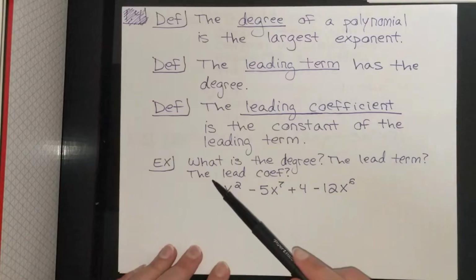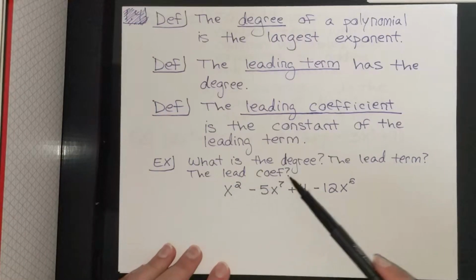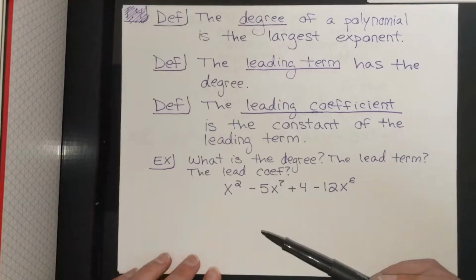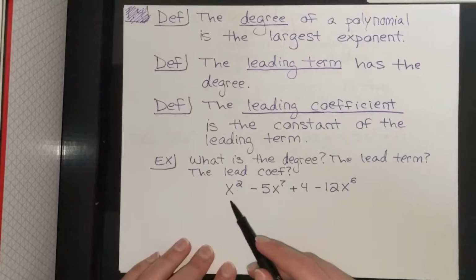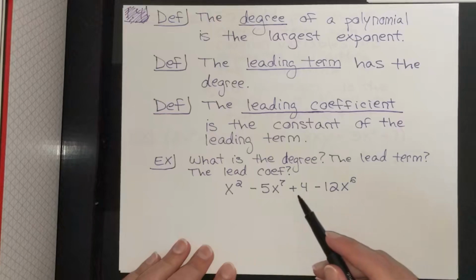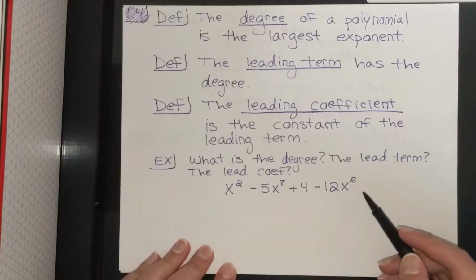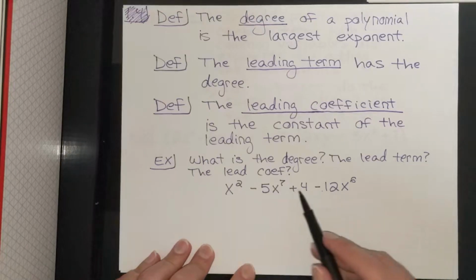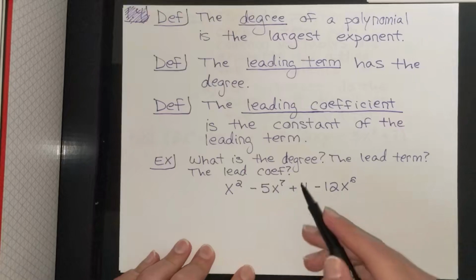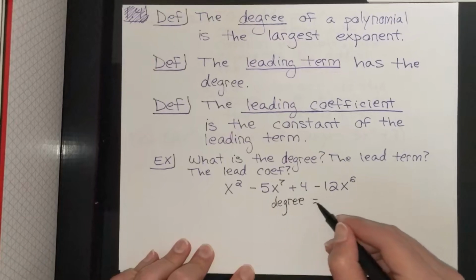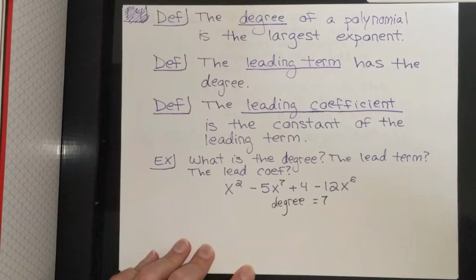So, let's go ahead and try an example. We want to find out what the degree is, what the lead term is, and what the lead coefficient is. So, in this example, we have x squared minus 5x to the 7th plus 4 minus 12x to the 6th. If we look through this, the largest exponent is that 7. So that means our degree is 7. This is a degree 7 polynomial.